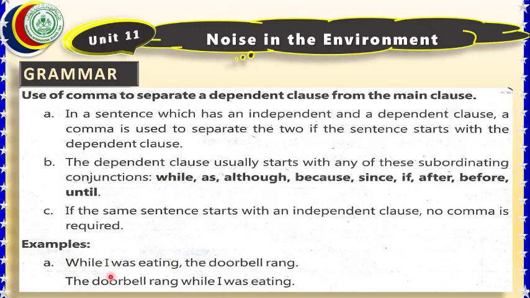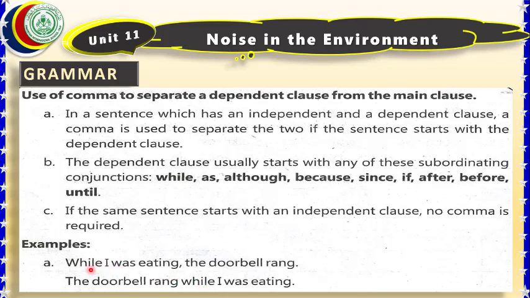You look here at the example. While I was eating, the doorbell rang. Here look, dependent clause is in the beginning, here is comma. But in the next sentence, independent clause is in the beginning, there is no comma. I think you have got the idea. The doorbell rang while I was eating, no comma.